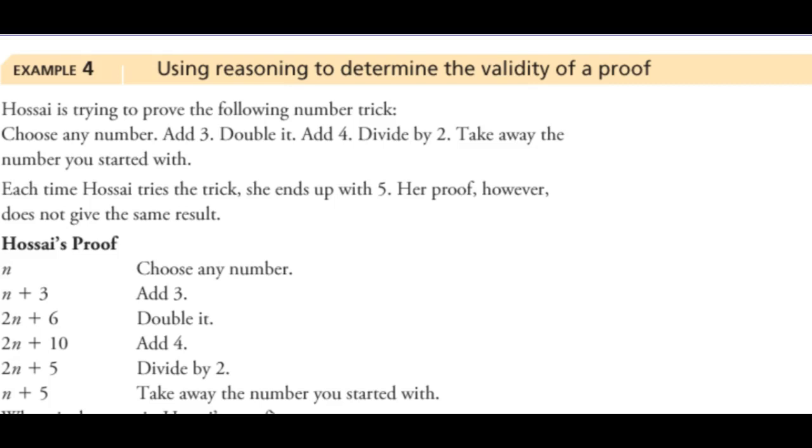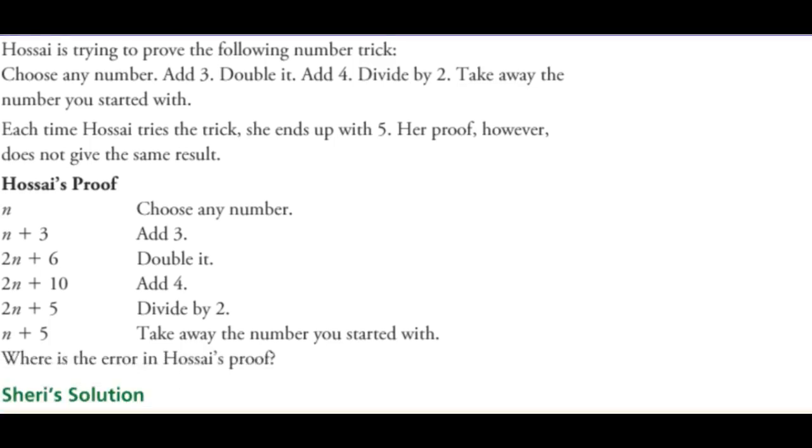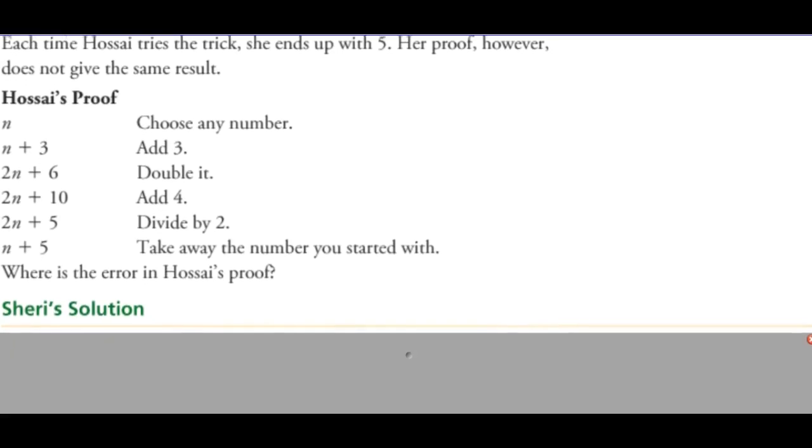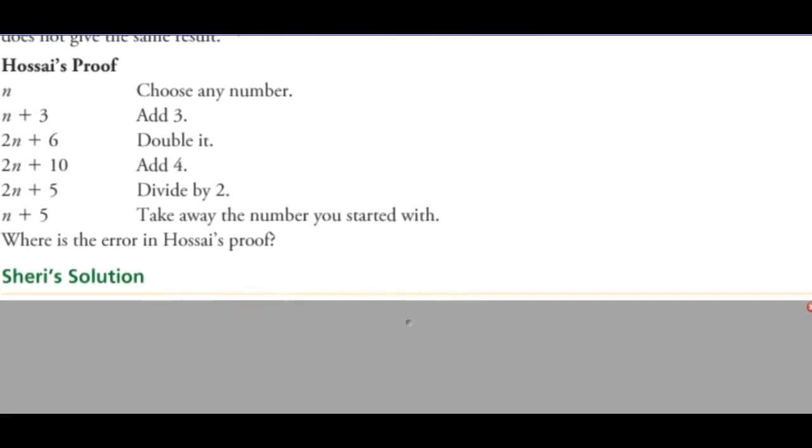Okay? So she does the number trick. She ends up with 5 every time. But when she did the proof, she did not find that out. So let's see what she did. So she picked a number. So she's doing deductive reasoning because she's using n for a number. If she wanted to use inductive reasoning, she'd pick a number and try it out. She's doing deductive reasoning because she chose the value of n as her number.